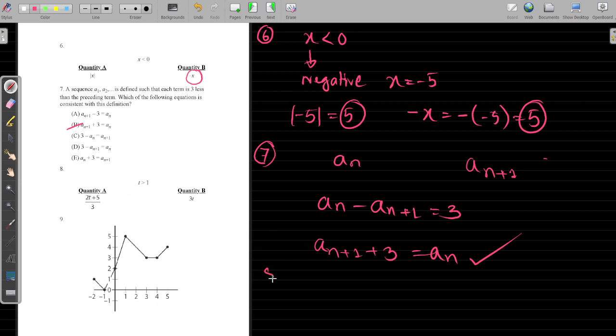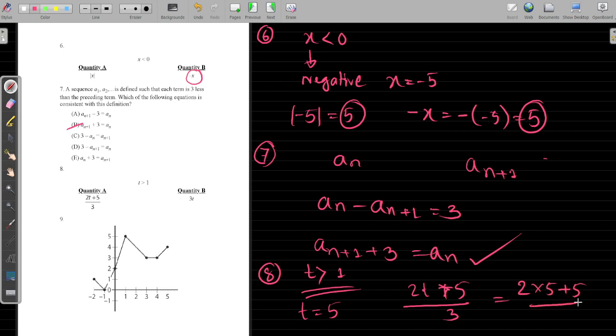Now question number 8. t greater than 1 means t is a positive number and it is greater than 1. So (2t plus 5) divided by 3. Suppose I assume t equals 5, then I will get 2 multiplied by 5 plus 5, divided by 3. So 10 plus 5 is 15, divided by 3 means 5. And what is the value of 3t? 3t means 15. So this one is 15, but this one is 5. That means the second quantity is larger.